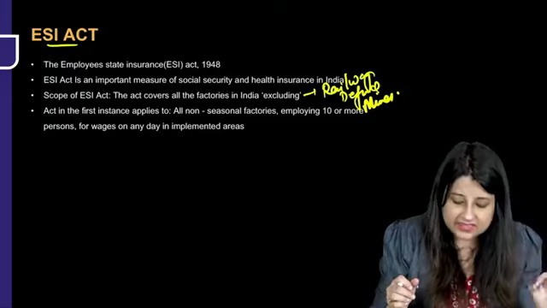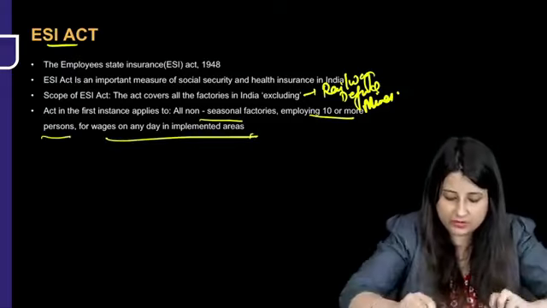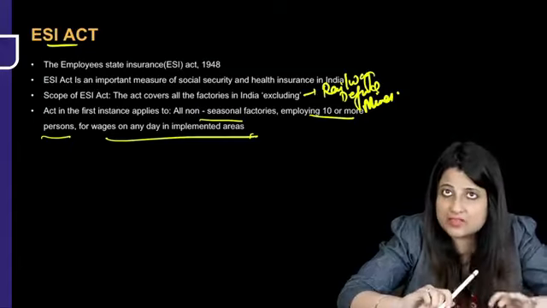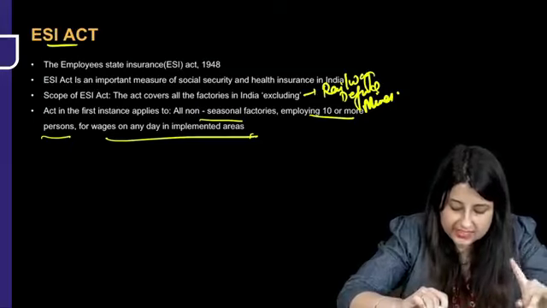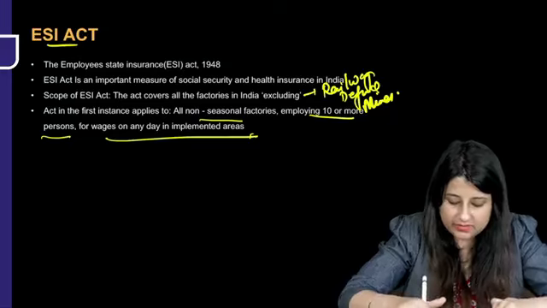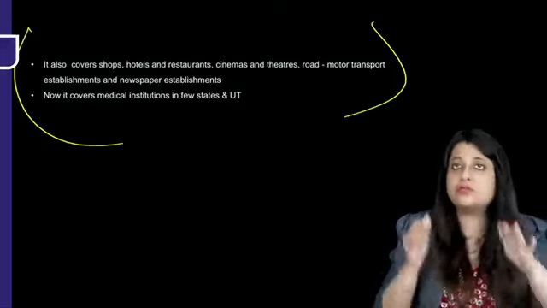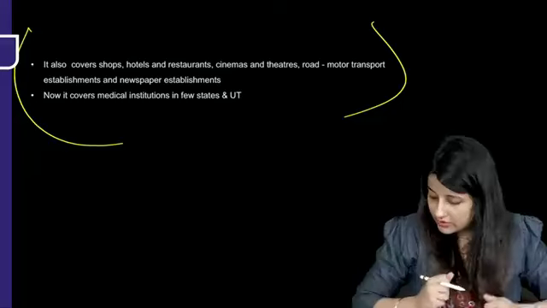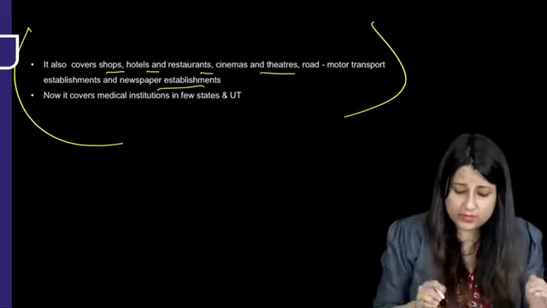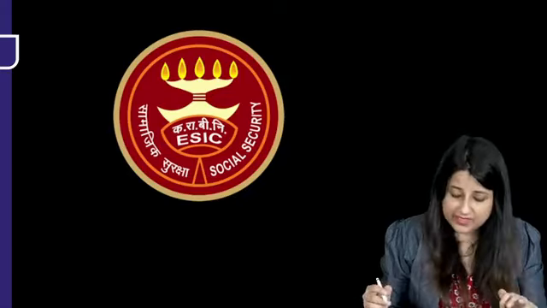The Act in the first instance applies to all non-seasonal factories employing 10 or more persons for wages on any day. Like in the Factories Act, 10 or more persons where power is used, 20 or more persons where power is not used. Here we just have one definition, that it includes all factories employing 10 or more persons. Remember that. It also covers, now you can see what all it covers. It will not cover railway, defense and mines. So what all it covers, guys: shops, hotels, restaurants, cinemas, theaters, road, motor, newspaper, and now also medical institutions. This is the logo of ESI. This could definitely come in your exam.